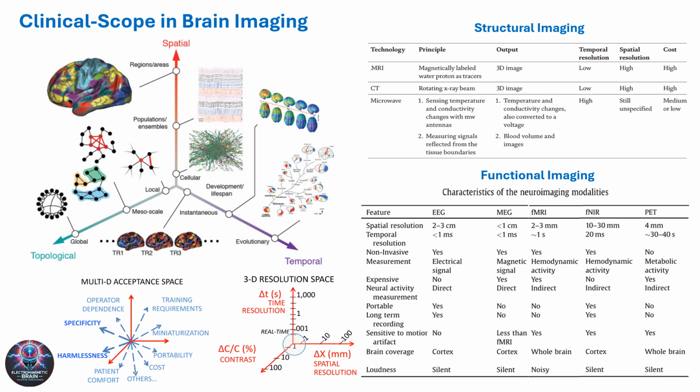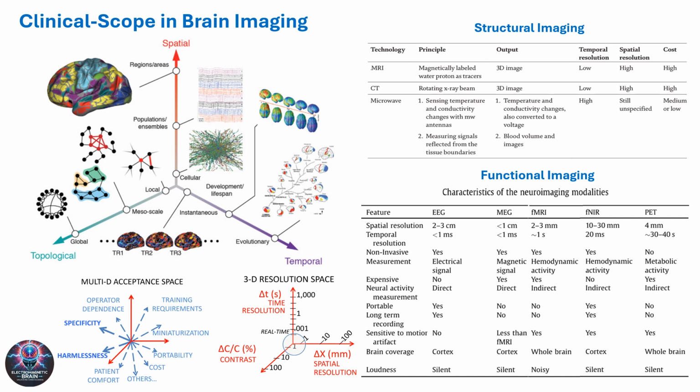Magnetic resonance imaging, MRI, works by using magnetically labeled water protons as tracers. When the brain is exposed to strong magnetic fields, these protons align and produce signals that are converted into detailed 3D images. MRI offers high spatial resolution, making it ideal for detecting fine structural details. However, the temporal resolution is low, meaning it's not suited for real-time imaging. MRI is also expensive due to the sophisticated equipment involved.